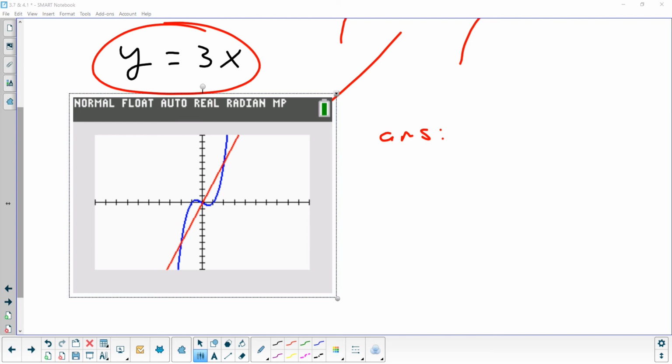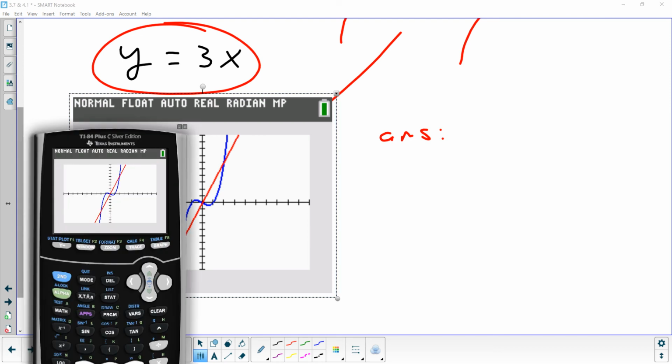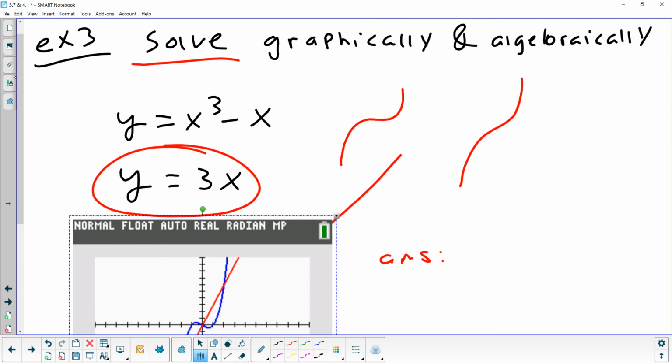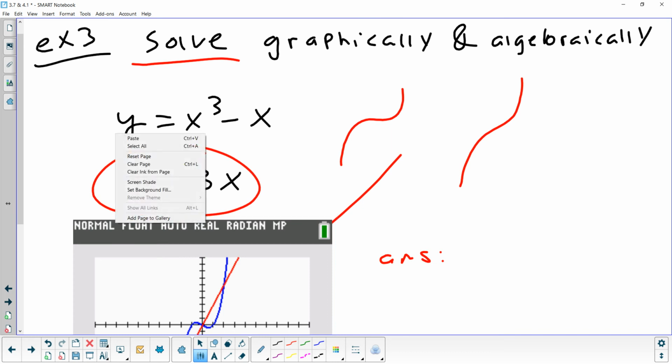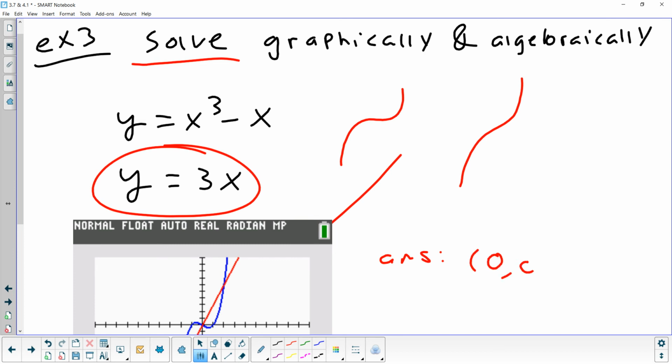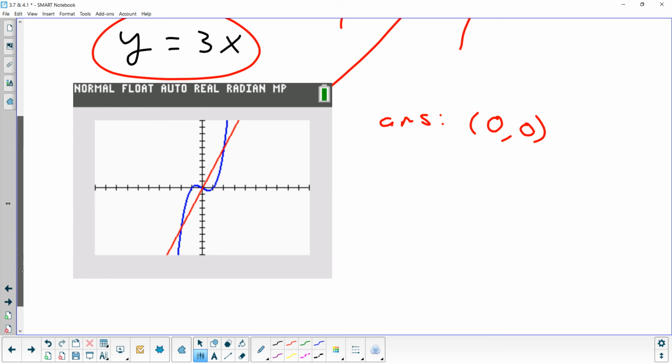it looks like 0, 0 is an answer. In fact, I can check quickly. If I plug in 0 for x, I get 0 for y. And if I plug in 0 for x, I get 0 for y. So yeah, 0, 0 works. And then I think they are nice answers.